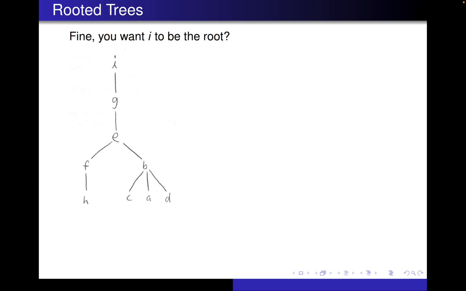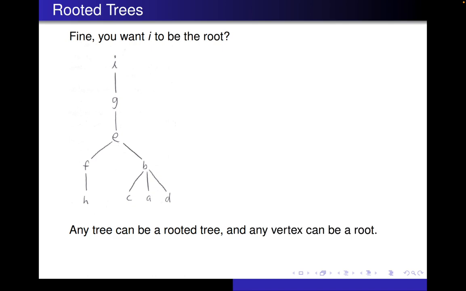But you can still organize it into generations, and it looks just like the same types of visual that we had before. So the lesson that we learn here is that any tree can be a rooted tree. Any vertex within that tree can be a root of a rooted tree.